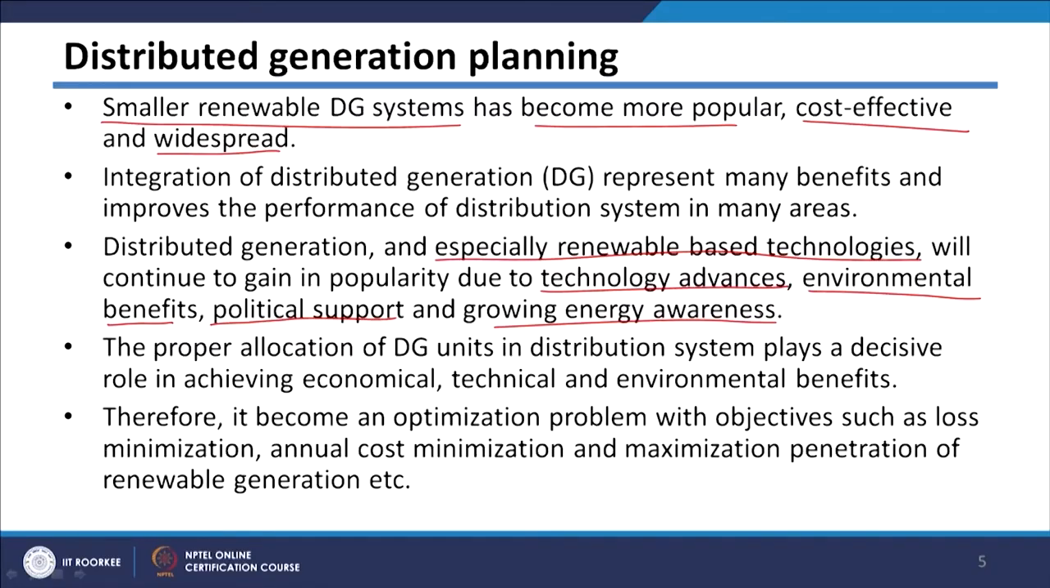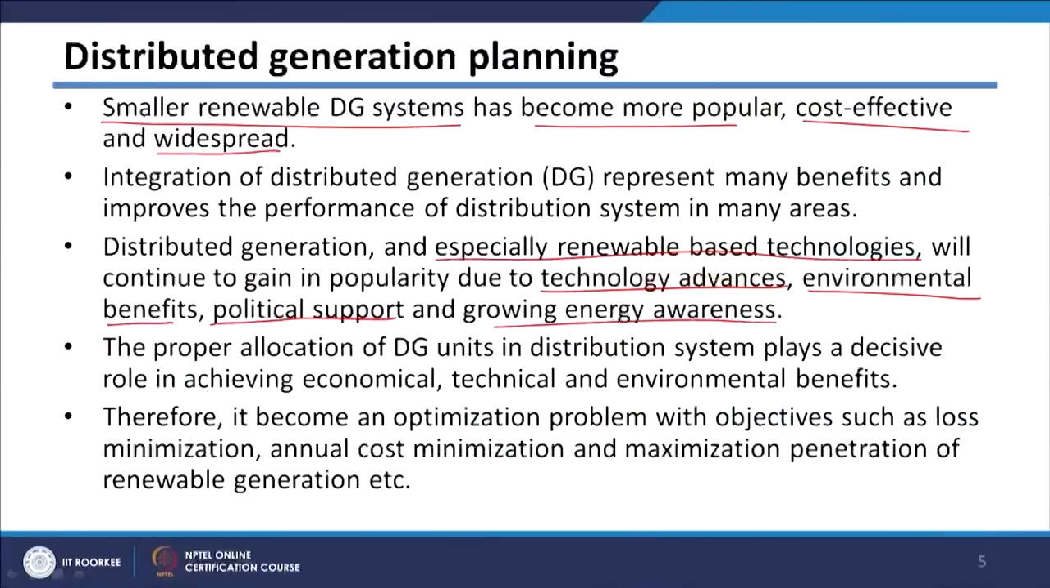However, a proper allocation of DG units in the distribution system is very important, and it plays a very important role in achieving economical, technical and environmental benefits. Because if it is not planned properly, then whatever benefits you want to get, you may not get. Therefore, this distributed generation planning becomes an optimization problem.